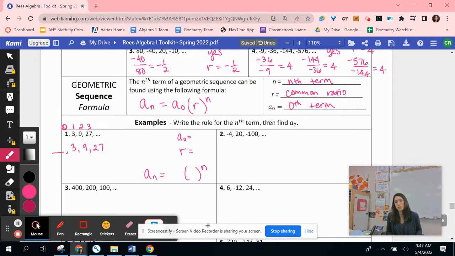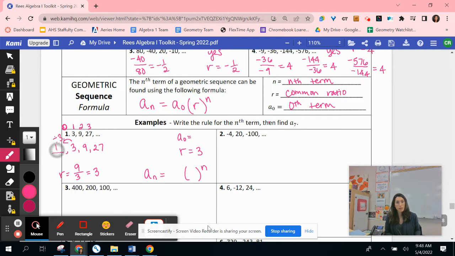Well, first thing let's do is find our common ratio. For our common ratio, we can take any number except for the first one. Let's take 9 divided by the number in front of it, 3. That is our common ratio. The ratio is 3. So that means from one number to the next in this sequence, we are multiplying by 3. Now, the opposite of multiplying by 3, to go in reverse, we can divide by 3.